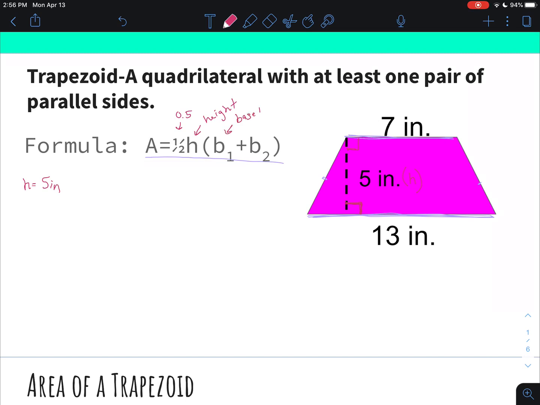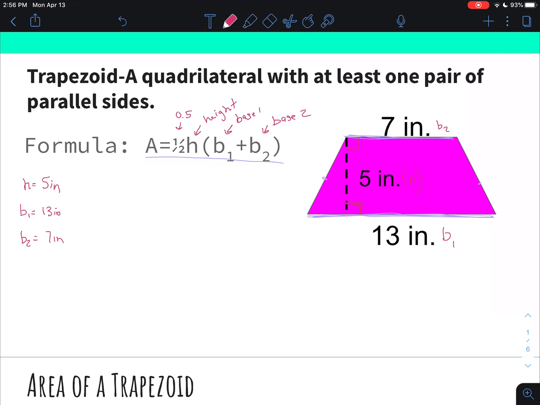And then B1 is just base 1, and B2 is just base 2. It honestly does not matter what one you give base 1 and base 2 to. It's just you have to label them one way or the other. So I'm going to label this B1 and this B2. So that tells me that B1 is 13 inches and base 2, or B2, is 7 inches.